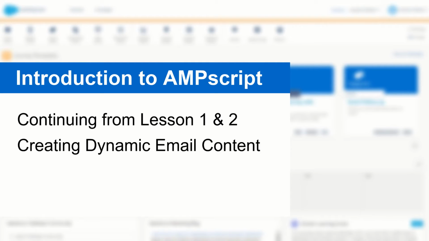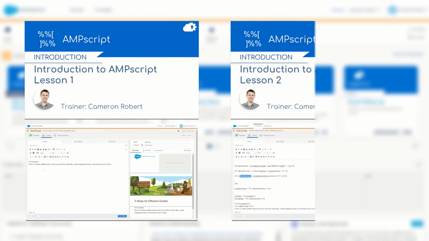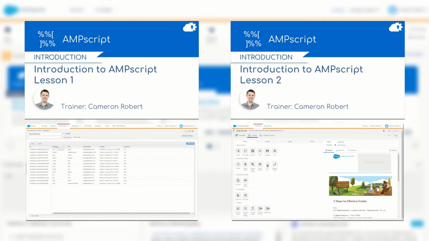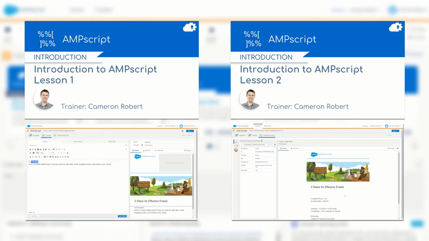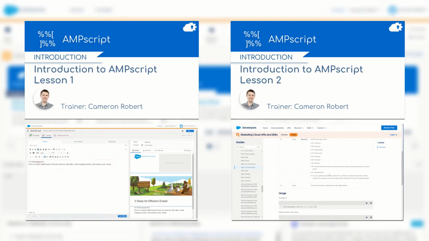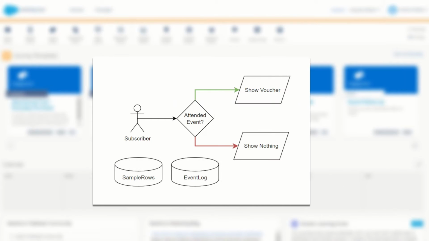Putting together our learnings from Lessons 1 and 2 to create a fully personalized email with a dynamic voucher code. Now in today's session, we'll be covering off some content that we covered in Lessons 1 and 2 of the Introduction to AMPscript. If you've not checked out those lessons, then please do pause the video now and go back and check them out, as we do have some data extensions and email content we'll be reusing from those previous lessons. So for today's lesson, we have the following scenario to try and solve.